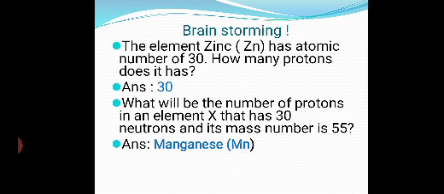Now we have to think about which element this is. So the answer is manganese, which has mass number 55. It is represented by Mn. Mn is the symbol.